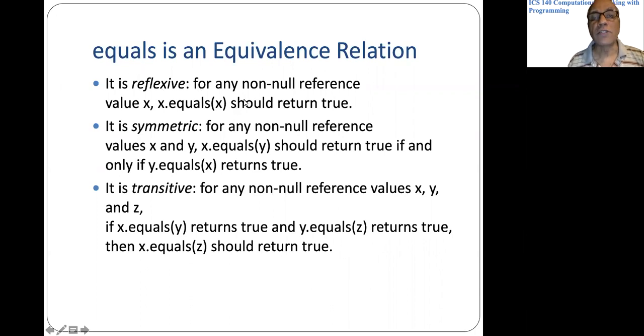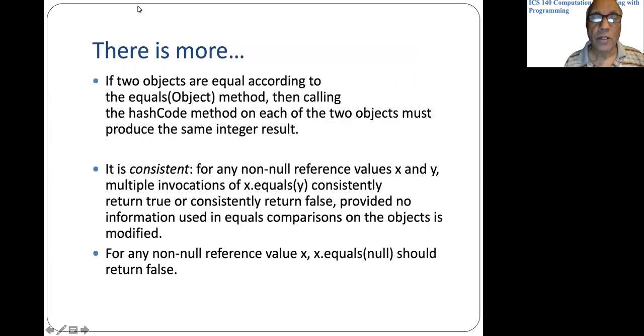So equals should be satisfying all these. Any relationship that satisfies all these conditions is called an equivalence relation. You may recall that from discrete math. So equals is an equivalence relation. You cannot code the method willy-nilly, right? There are more restrictions.